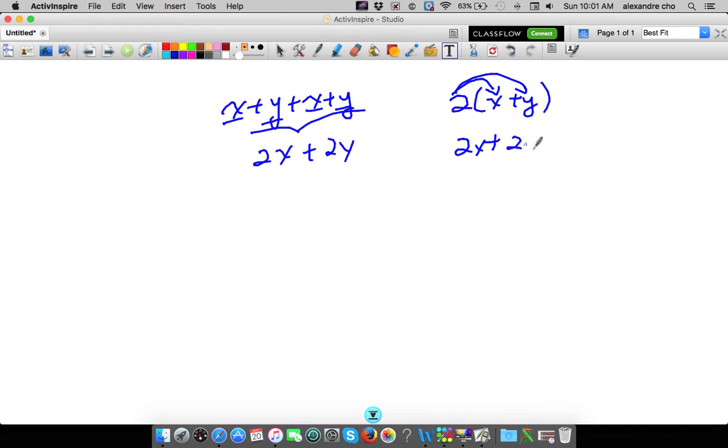Plus 2 times y is 2y. Guess what? They are equal. Yay, check. I didn't have to do anything else. I will do B just to show you.